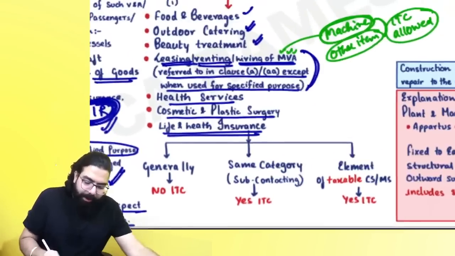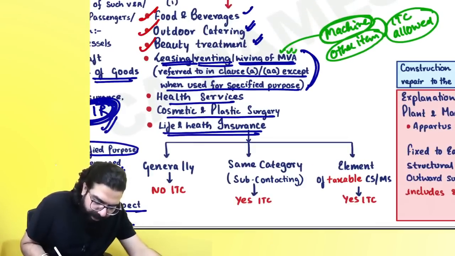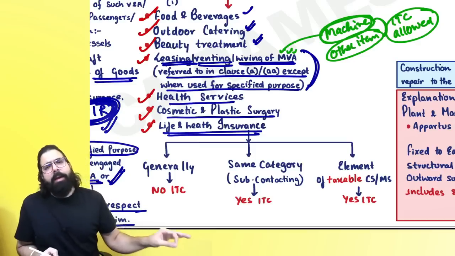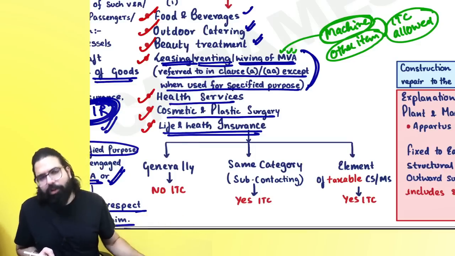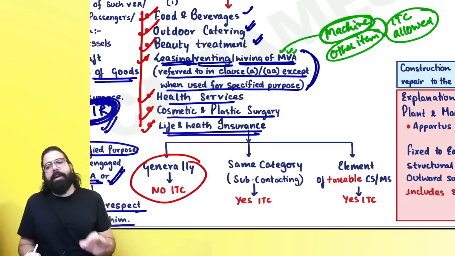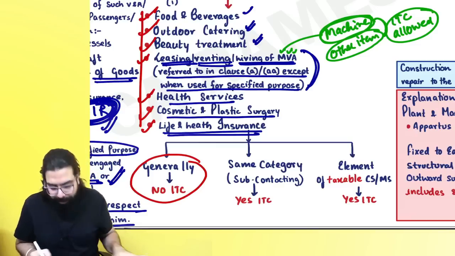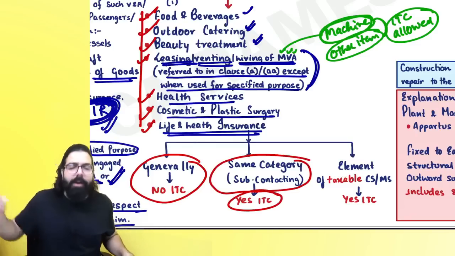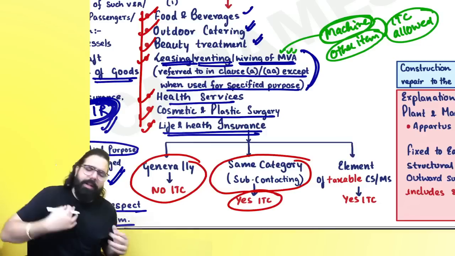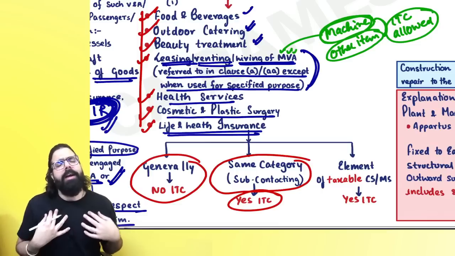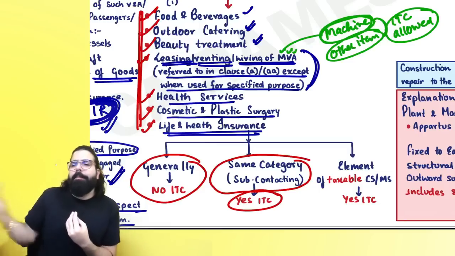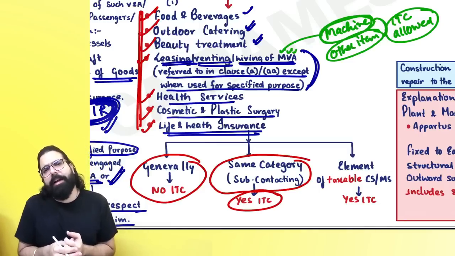Now, listen: food and beverage, outdoor catering, beauty treatment, leasing, renting, hiring of motor vehicle, vessel, aircraft, health services, cosmetic surgery and plastic surgery, life insurance and health insurance, the credit is blocked. But sir, this is generally. If it is subcontracting, credit will always be allowed. Means food and beverages supplier to another food and beverages supplier, I can take the credit. A caterer to another caterer, yes, this caterer can take the credit. Always remember, all these people doing subcontracting, subcontracting means the same category of supply, then the credit can be taken.